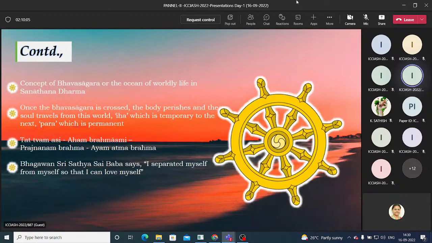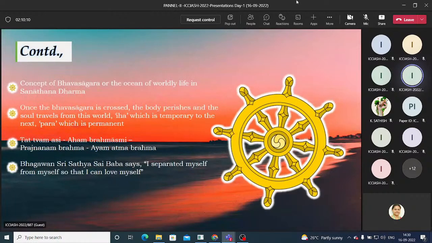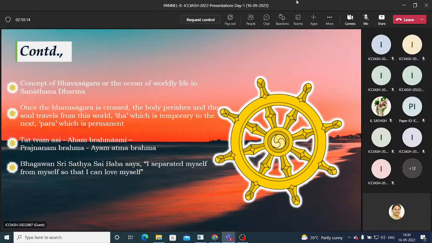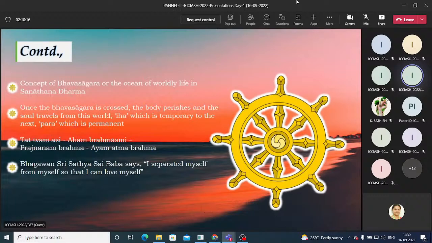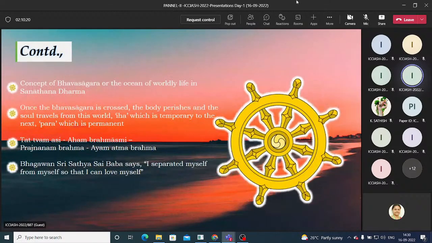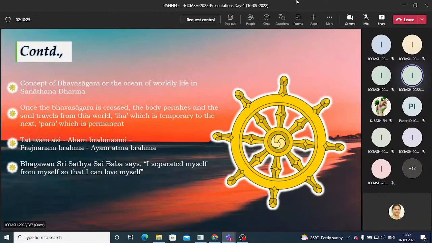The 4 Mahavakyas given in the Upanishads also confirm the same. The 4 Mahavakyas are Tattvamasi, meaning you are that; Aham Brahmasmi, meaning I am Brahman or divine; Prajnanam Brahma, meaning consciousness is divine; and Ayam Atma Brahma, meaning the self or soul is divine. We all are part of the divine or the ultimate consciousness.